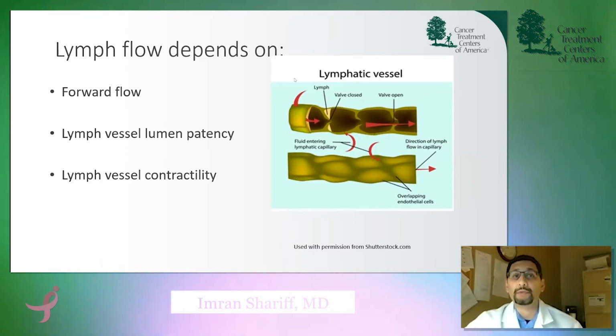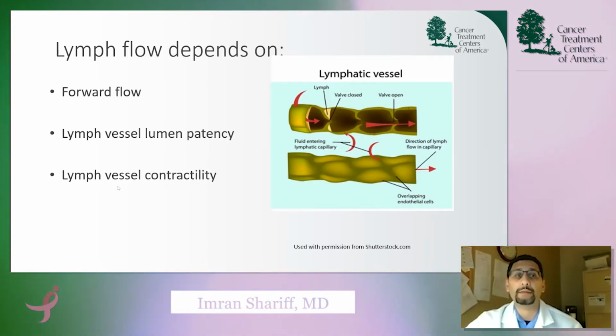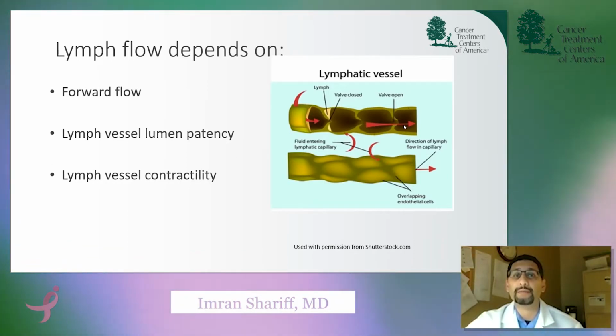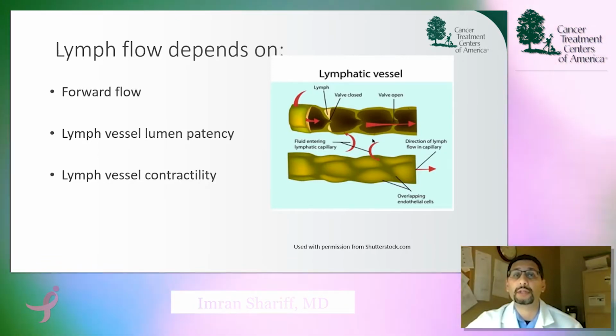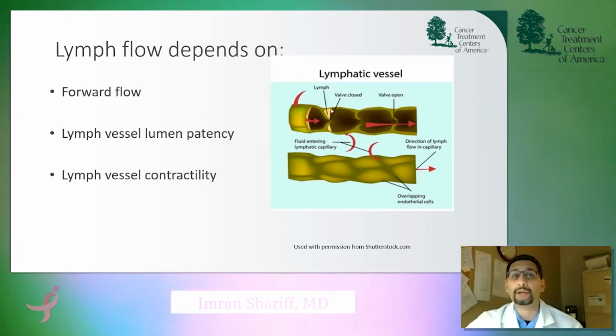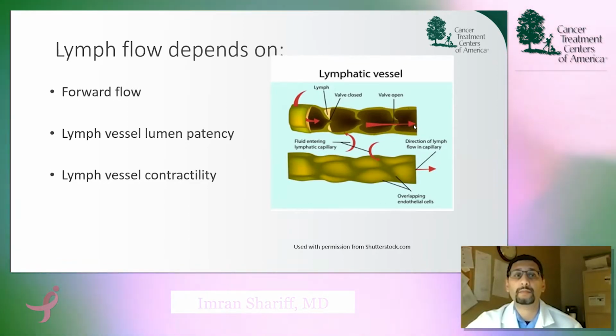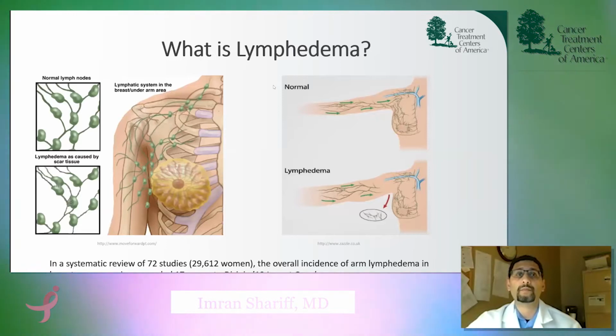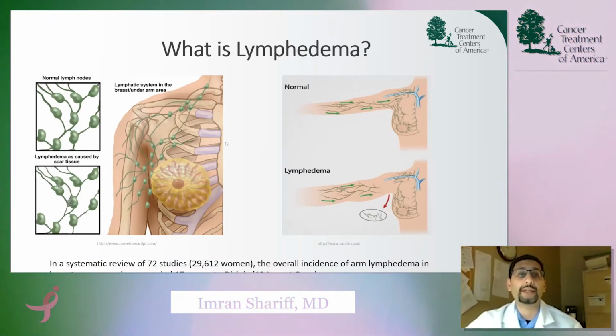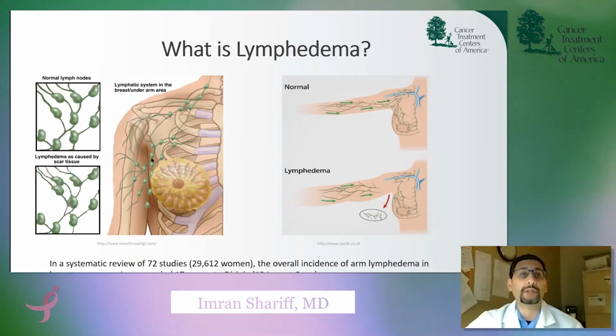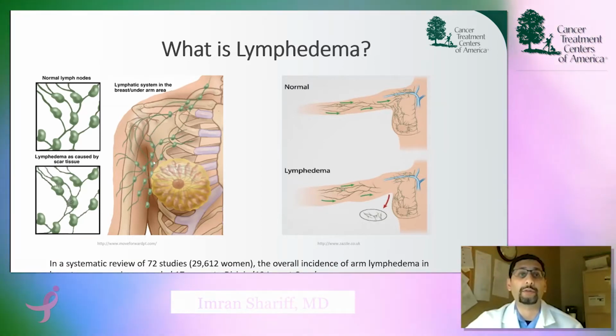Lymph flow depends on three things: forward flow, lymph vessel lumen patency, and lymph vessel contractility. Here we have the basic architecture of a lymph vessel, and you require that these valves be closed so that flow can go in one direction. This is a picture of normal lymph nodes connected by lymph vessels. And often in breast cancer-associated lymphedema, we're looking at the lymph vessels in the armpit or axilla area.